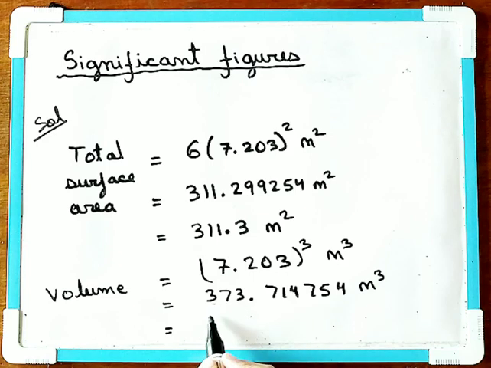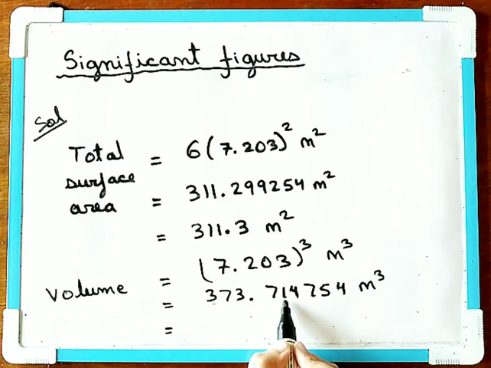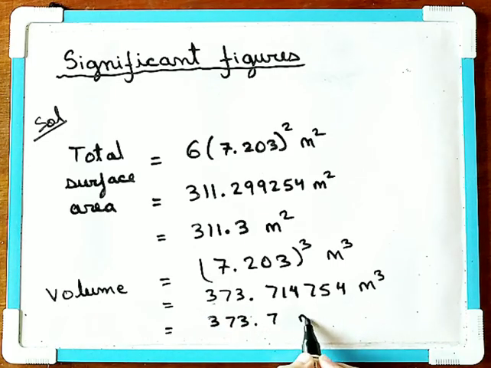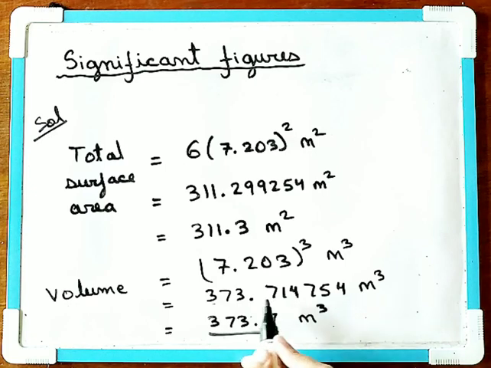So here we have 1, 2, 3, 4, and you look at the next digit. Since 1 is less than 5, what we have to do here is leave this as it is. So we get 373.7 meters cubed, with 4 significant figures. So we have rounded off from 9 to 4. This is the correct expression for the volume of the cube.